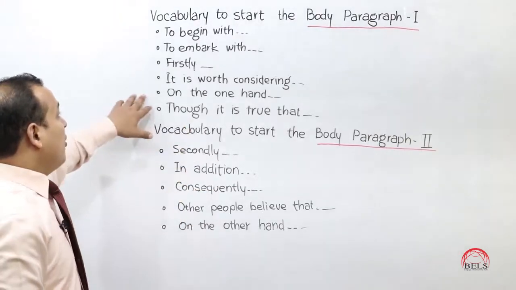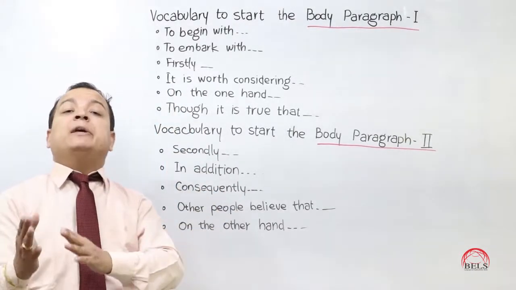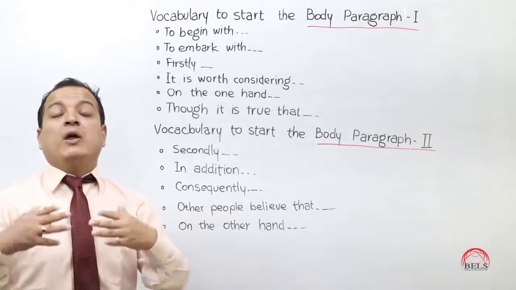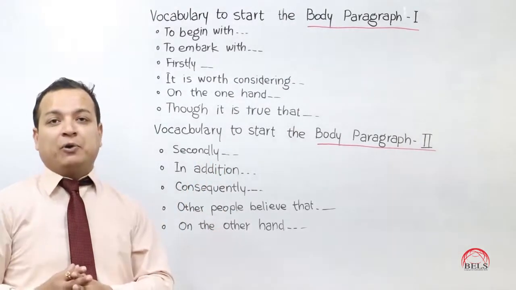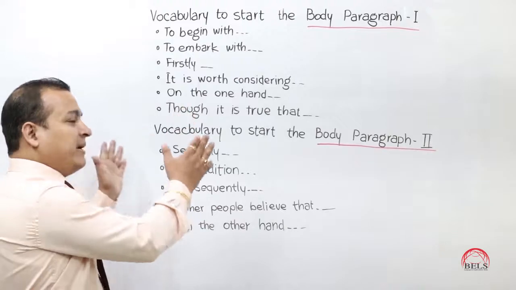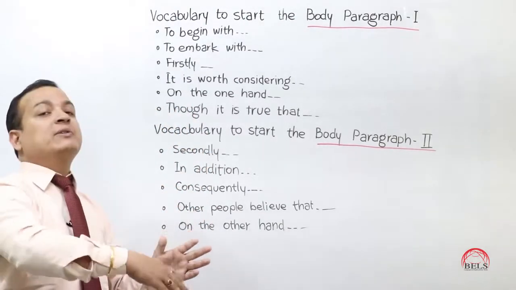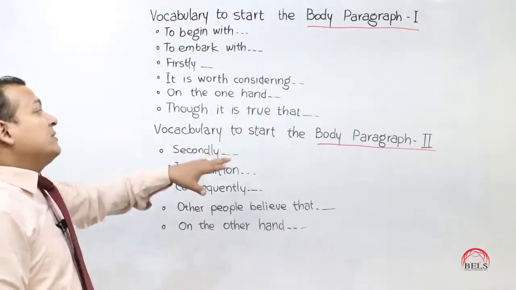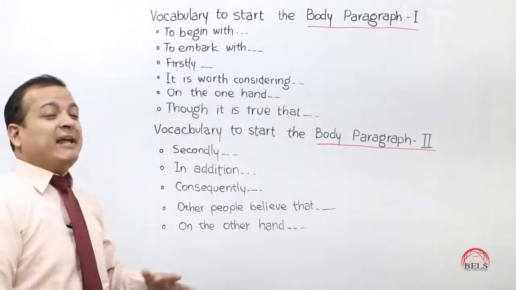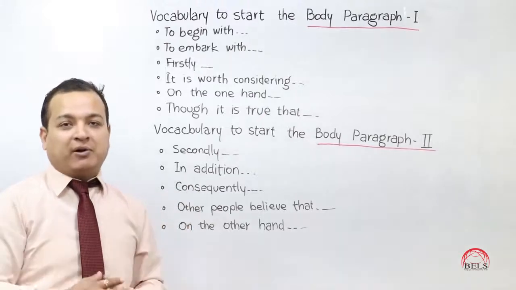Then on the one hand, if the question is discussion and opinion based, where you have to discuss both sides of the view, you can simply say on the one hand what people believe in. You can use the PE formula. Then you can say on the other hand, though it is true that. So you can use any of the lines for body paragraph 1.